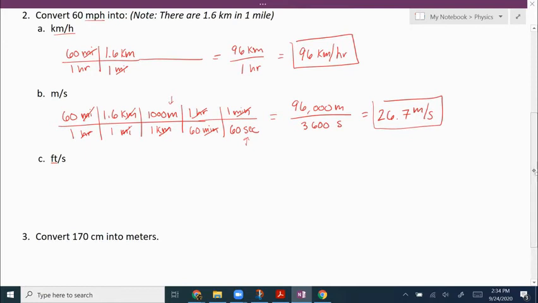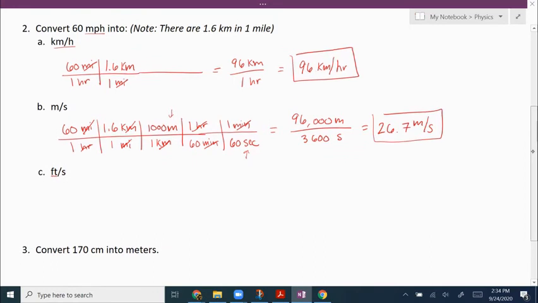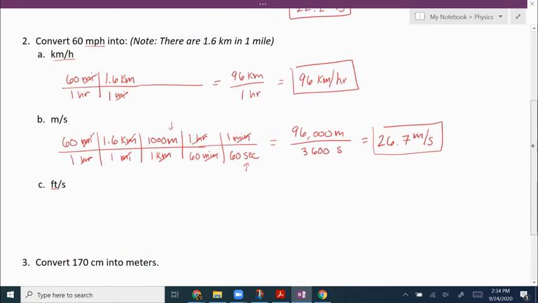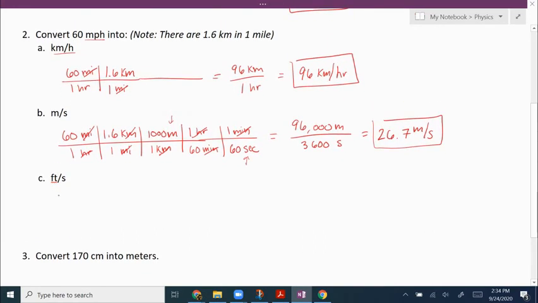Feet per second. Now, it's not going to be useful for me to have it in kilometers or meters because feet is a standard unit, so I don't want to be changing into metric units. I'm actually going to go straight from miles to feet. So I've got 60 miles in 1 hour, and I've got to go from miles to feet and from hours to seconds.